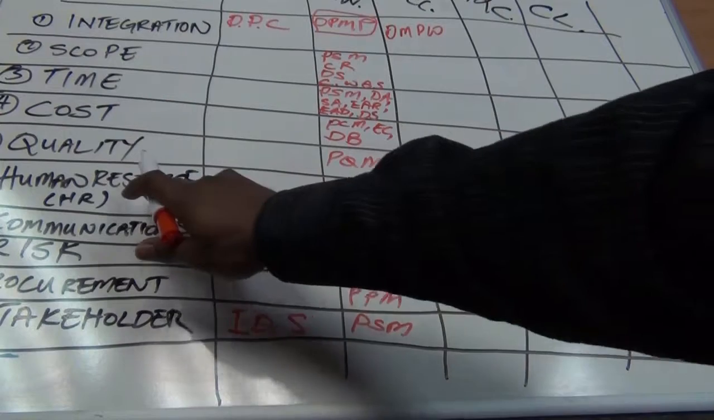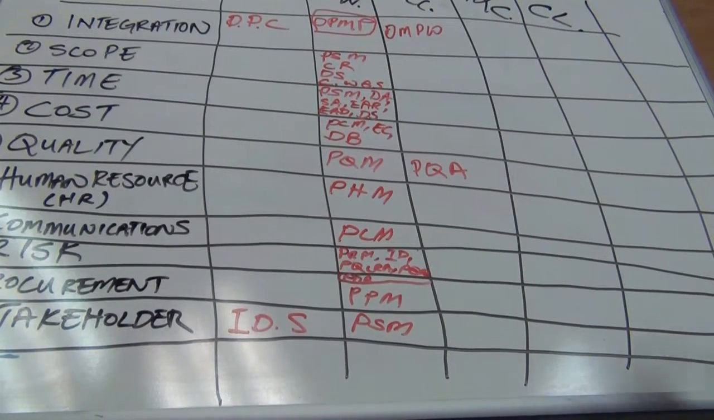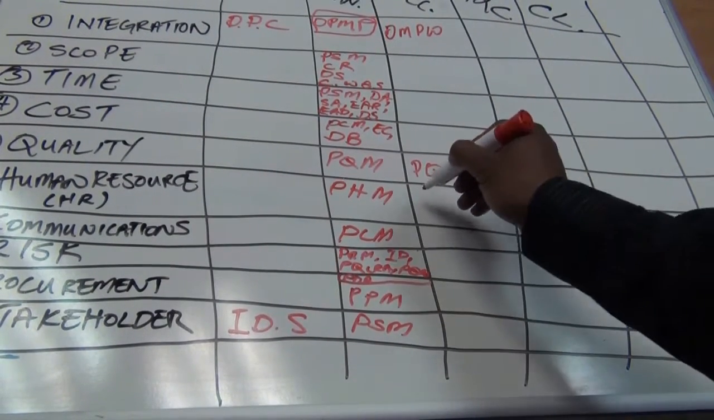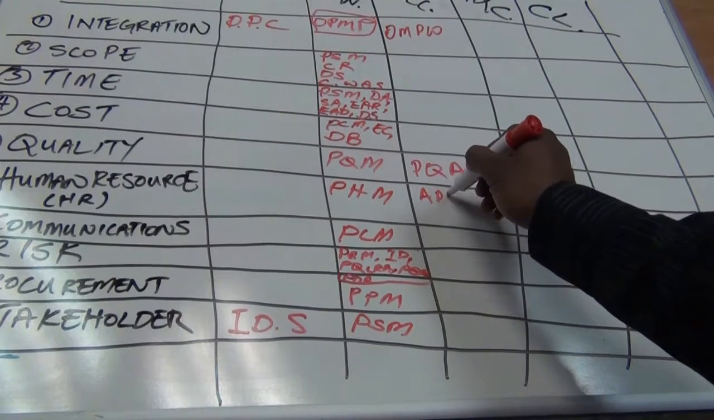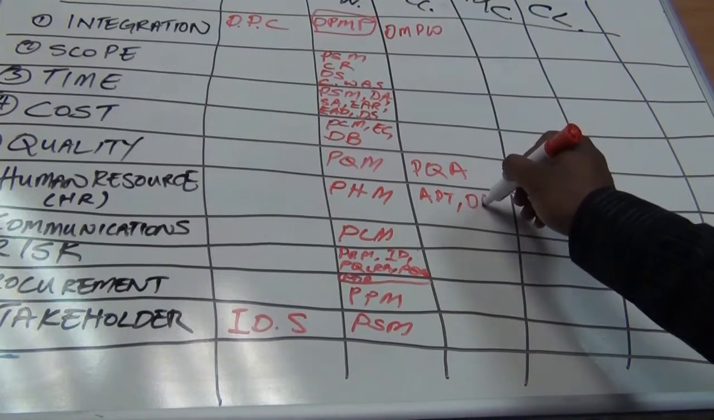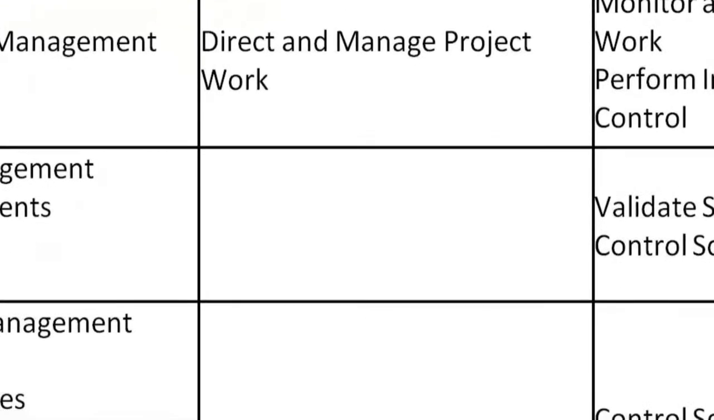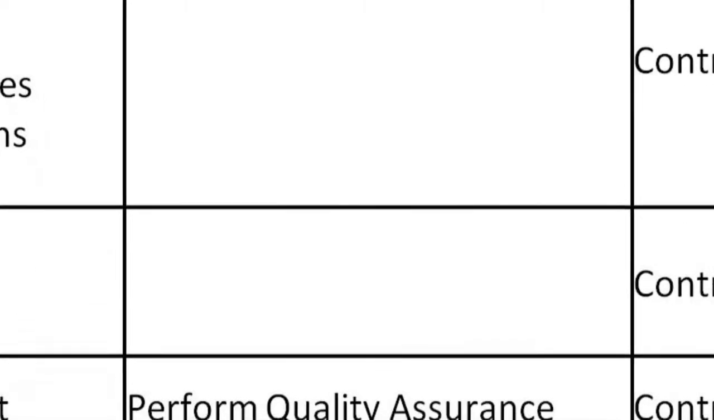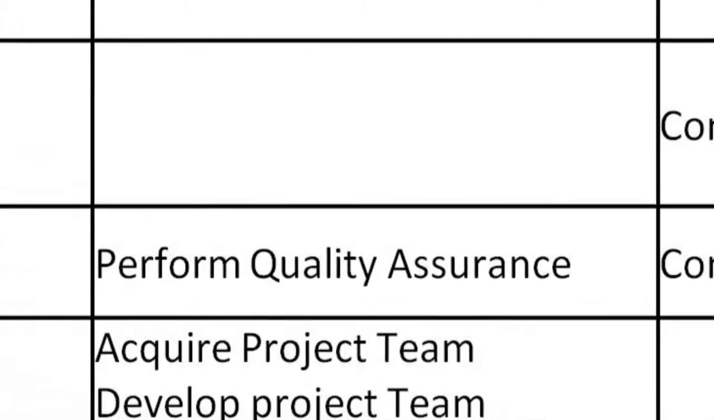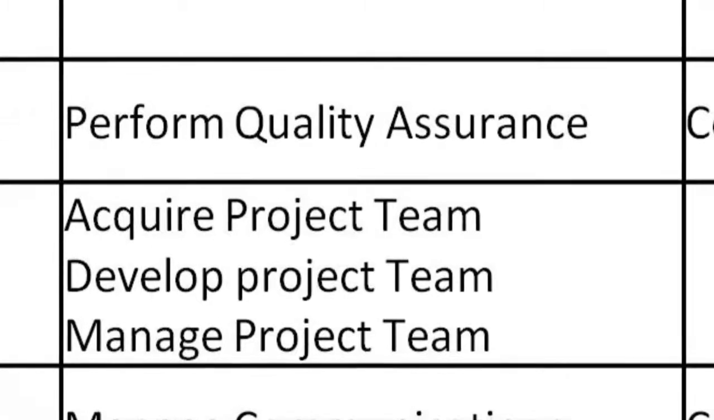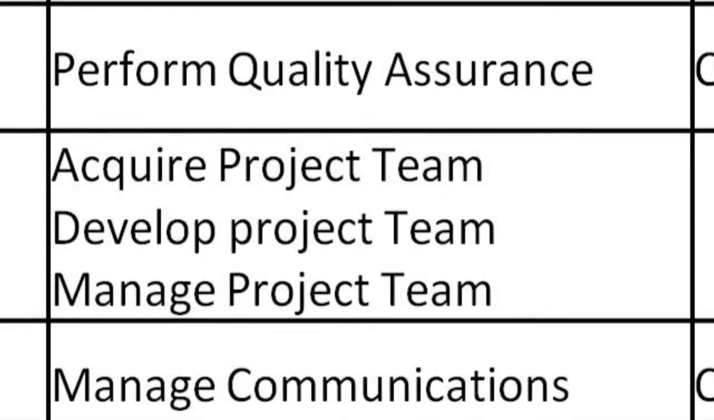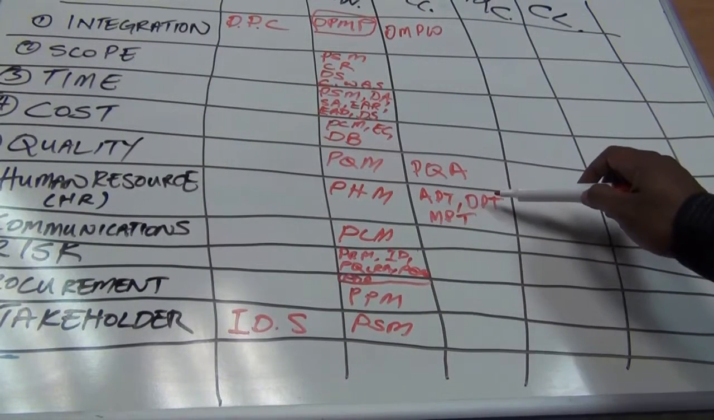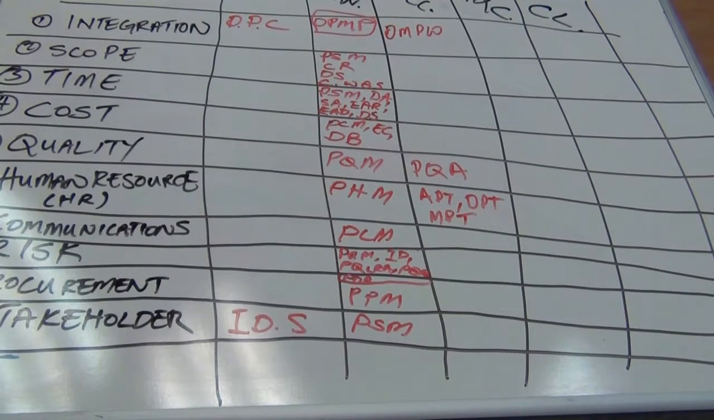Moving down here into the human resource management area, we have 3 processes. We have acquire project team, we have develop project team, and we have manage project team. Remember, I talked about these. So acquire project team is about acquiring the team, develop project team is about developing the project team, and manage project team is about managing the project team. All of these 3 are in executing.